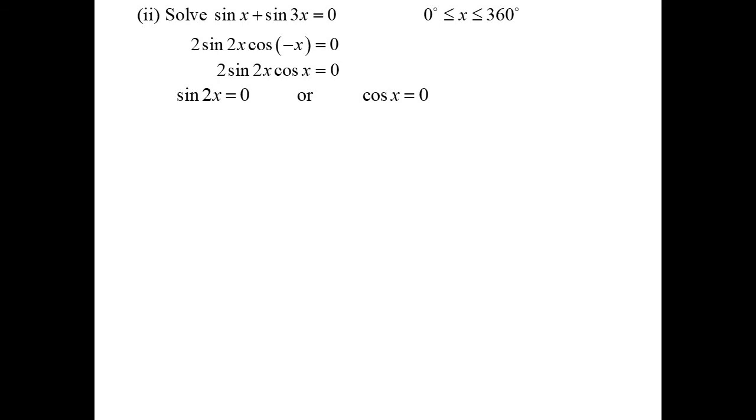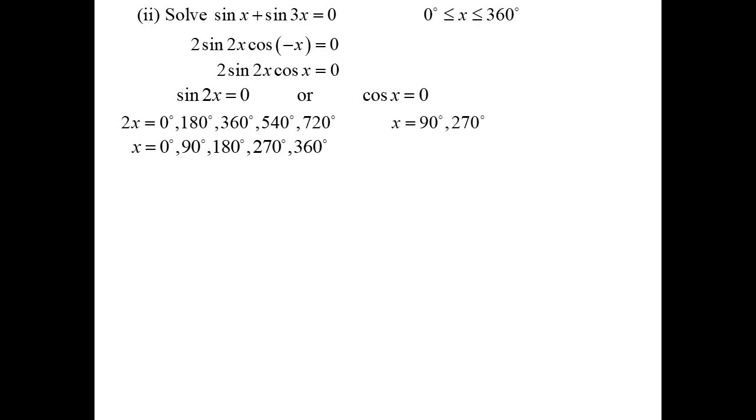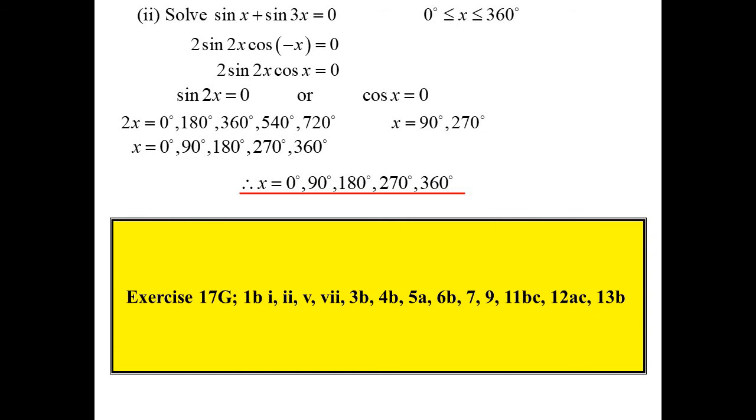Alright, so when's sine 0? Well, it's 0 at 0, 180, 360. But we're going around twice because it's 2x. So 540, 720. Divide everything by 2. So I've got those possibilities. When is cos equal to 0? At 90, 270. And that's it. So combine those all together. Well, we already had 90 and 270. So actually, there's all our answers. 0, 90, 180, 270, 360.